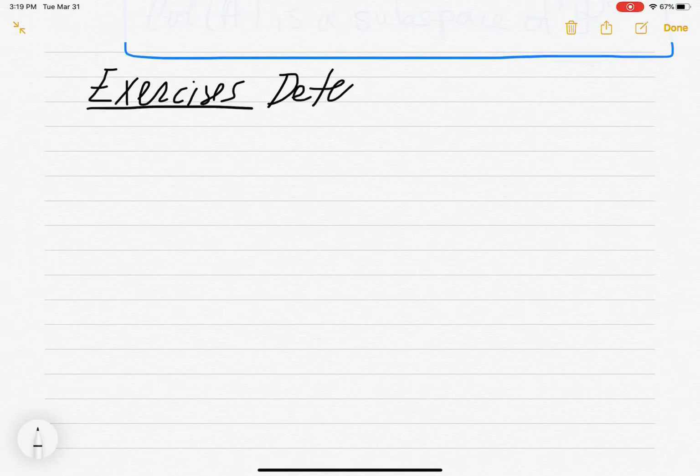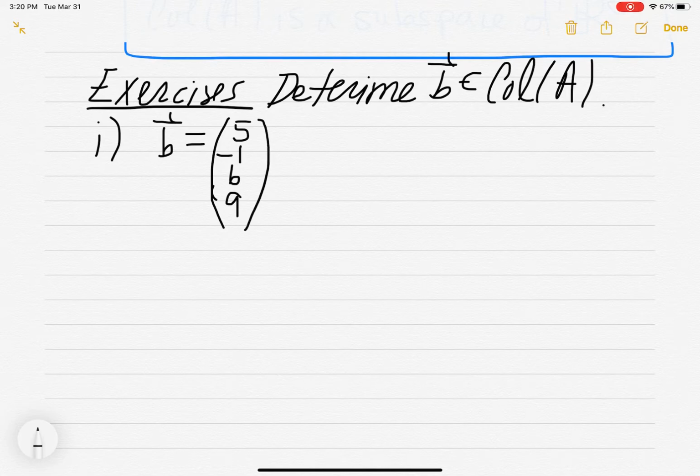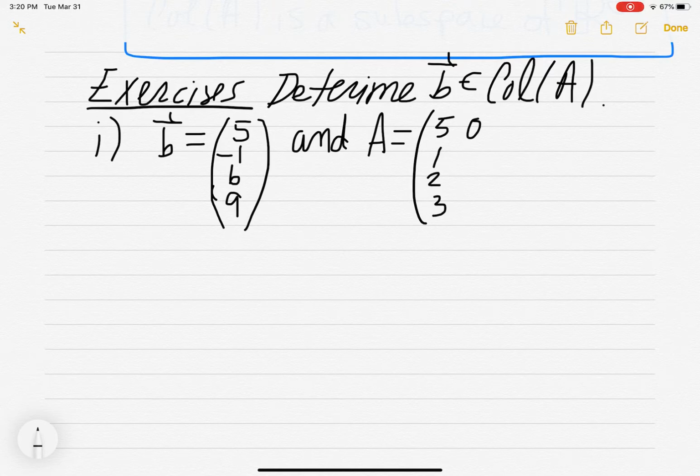Determine if the vector b is an element of the column space of the matrix A. So I'm going to give you a vector b and a matrix A, and we're going to see, okay, is b in the column space of A? So b is going to be 5, -1, 6, 9. And A is going to be the matrix consisting of columns 5, 1, 2, 3, and 0, -1, 2, 3.